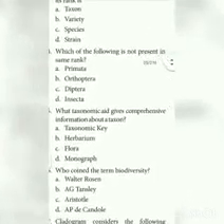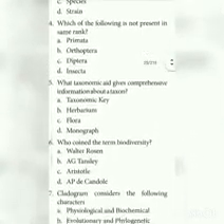Okay. Fourth one, which of the following is not present in the same rank? Different options are given: primata, orthoptera, diptera and insecta. Orthoptera, diptera, insecta all include insects, whereas primata is the order which contains human beings, monkeys, apes, etc. So the answer is primata.